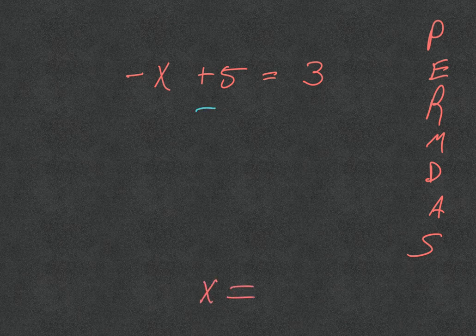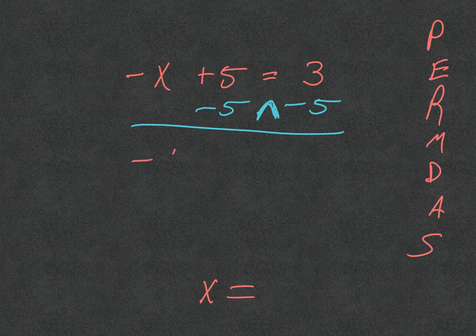So to do that, the inverse of adding 5 is subtracting 5. And I recall that this is a balance, so whatever happens to one side has to happen to the other. Negative 5 plus 5, so I'm left with negative x equaling negative 2. And like I did in the previous problem, divide by negative 1, leaving me with x equals positive 2.